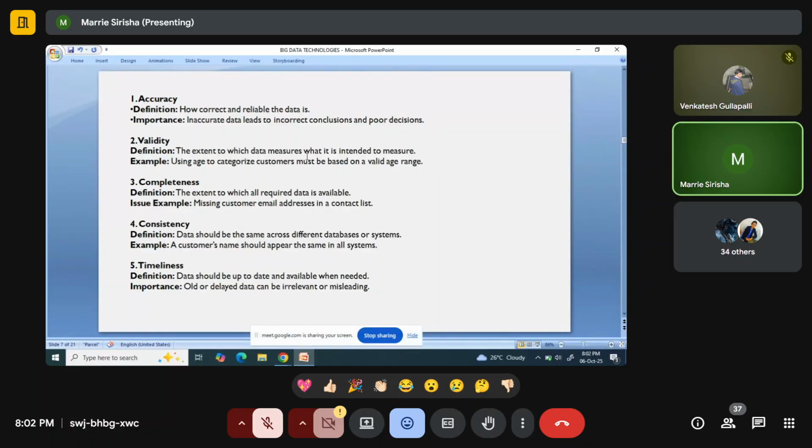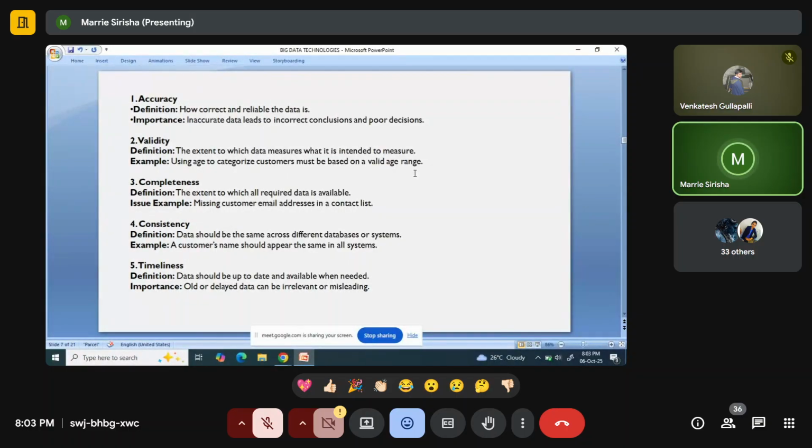Next, validity. So what is validity? The extent to which data measures what it is intended to measure. For example, using age to categorize customers must be based on a valid age range. So what validity tells is that it measures the data. Say I am looking at a survey, and in the survey I need only people above 18 years of age.